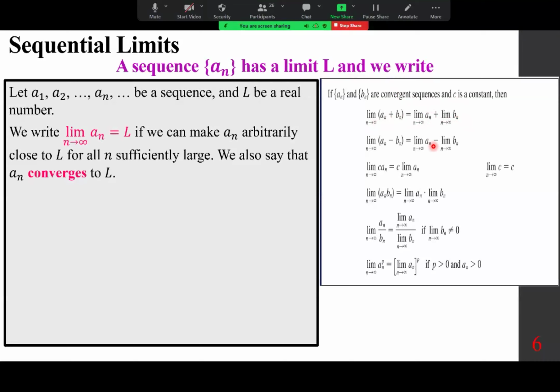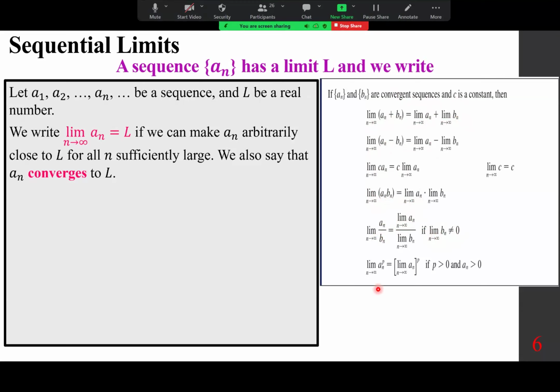The limit of the difference is the difference of limits. If you have a constant, you can take it out. The limit of the product is the product of the limits. The limit of the ratio is the ratio of the limits. As always, the denominator can't be 0.